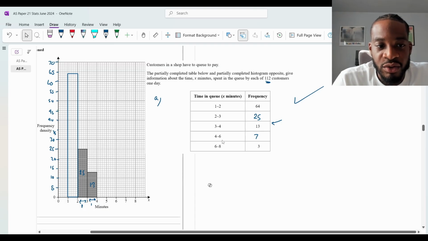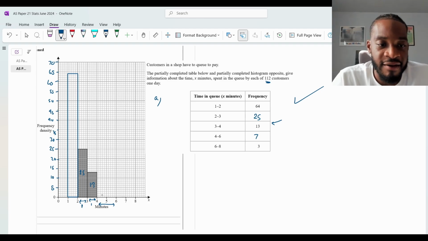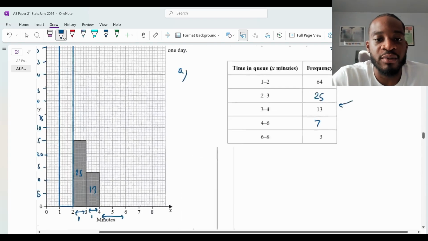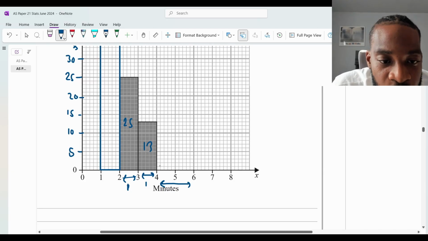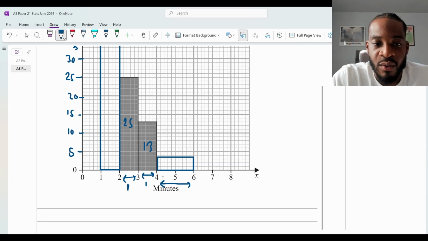One, two, three. We need to do the 4 to 6. So the frequency is 7, which we know corresponds to the area. So if the area is 7 and the width 4 to 6 is 2, then 2 times what will make 7? 3.5. So we need a rectangle that has a width of 2 and a height of 3.5. So I need to go to 3.5 here. So let me zoom in a bit actually now. So 1, 2, 3 is there, 3.5 is that there. So let me draw a rectangle like that. Perfect. That is perfect. So that one is done.